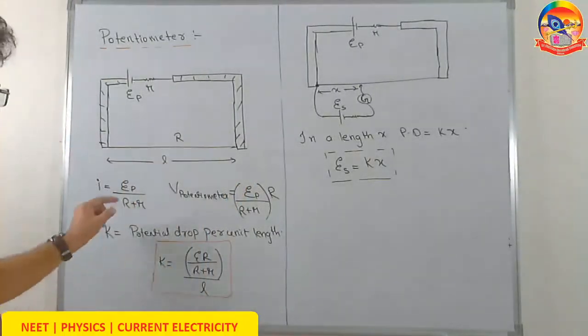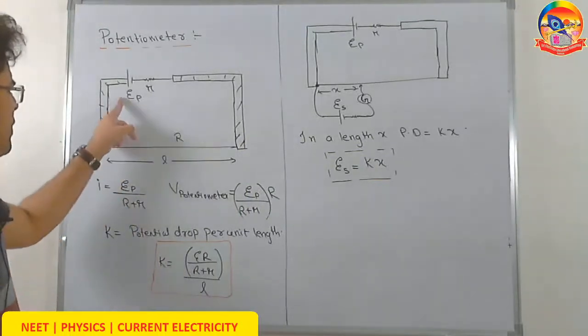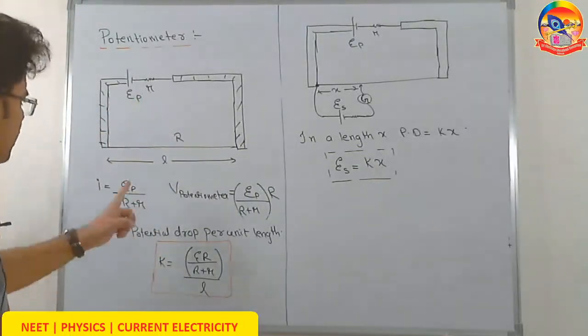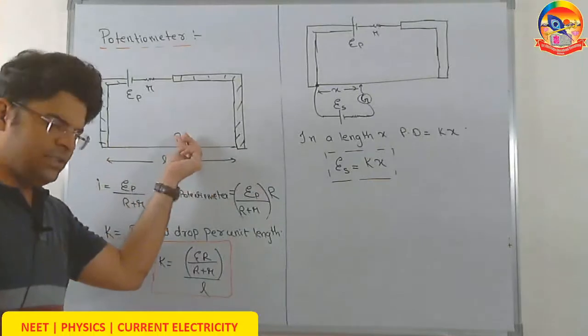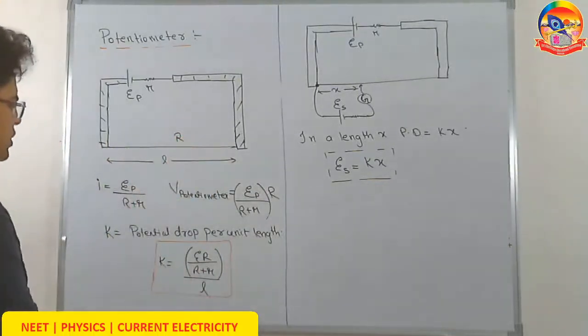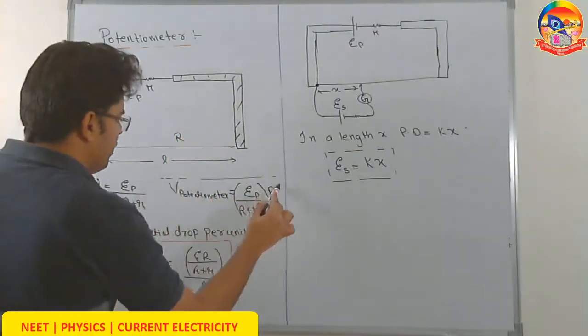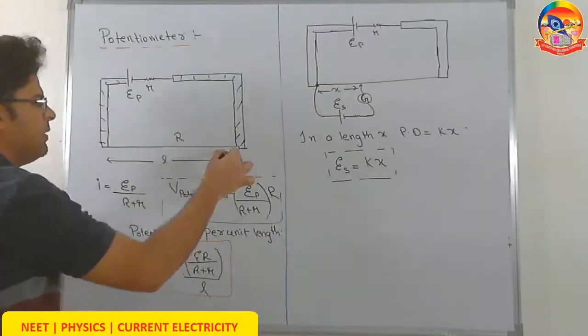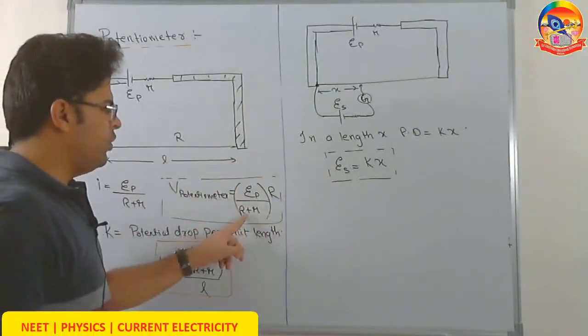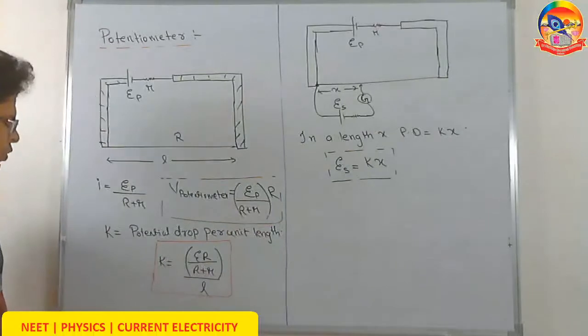We know that the current in the circuit is EMF of primary cell upon R plus r, and the resistance of potentiometer wire is denoted as capital R. So the potential drop across potentiometer wire will be nothing but the current in the circuit multiplied by its resistance. So EMF upon R plus r into resistance of potentiometer wire.